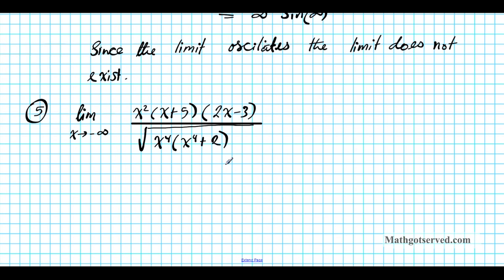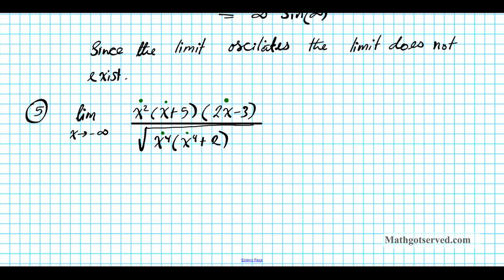Okay? All right, so now since we're going to negative infinity, we can look at the weights here. What's the weight of the numerator and the weight of the denominator? If you expand it completely, we're going to be looking at x squared multiplied by x multiplied by 2x. And in the denominator, we're going to be looking at the square root of x to the fourth multiplied by x to the fourth.